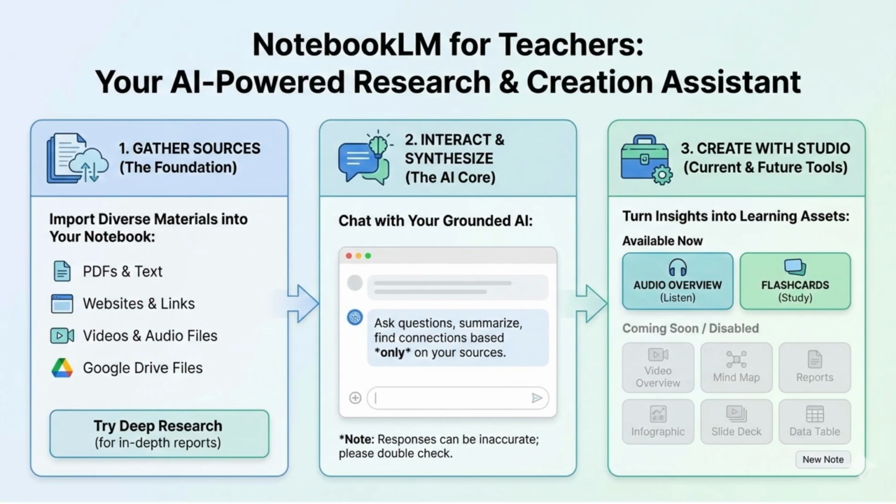So it has three parts. First is the sources. You're able to put up to 50 sources in the free version, and you're able to put PDFs, text, websites, links, videos, audio files. You can pull right from Google Drive. The second part is the AI core. That's where you're actually able to interact with it like a normal chatbot. And then the third part is the studio.